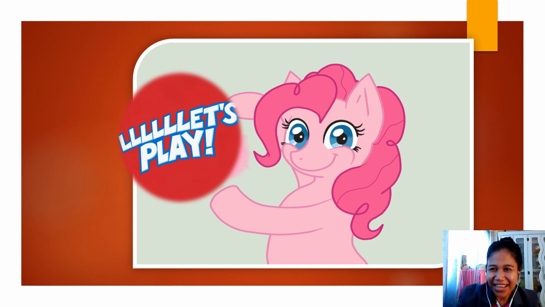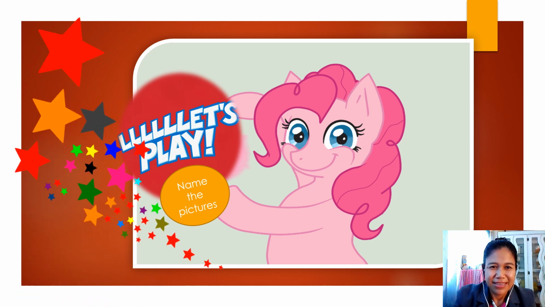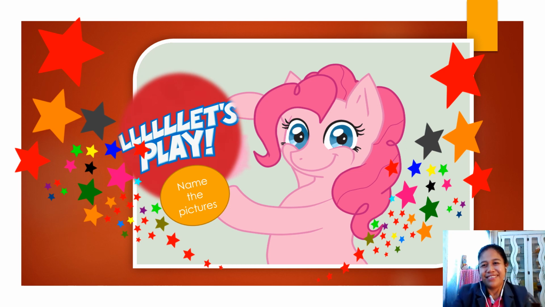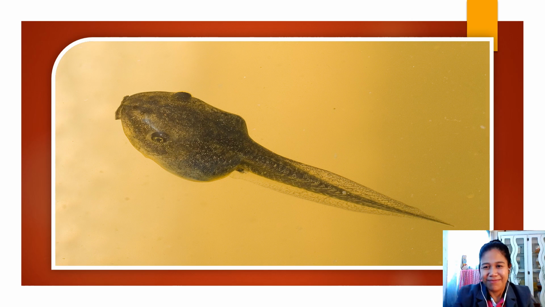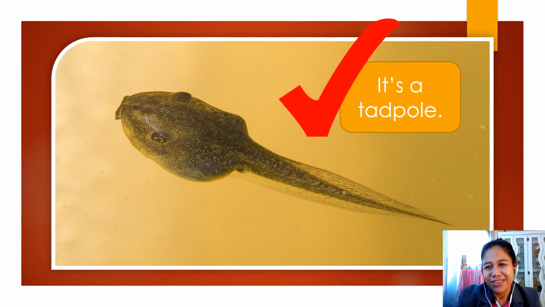Let's play a game. Name the pictures. You just look at the slide and name the pictures. Let's get started in 1, 2, 3. What is in the picture? It's a tadpole. Correct.